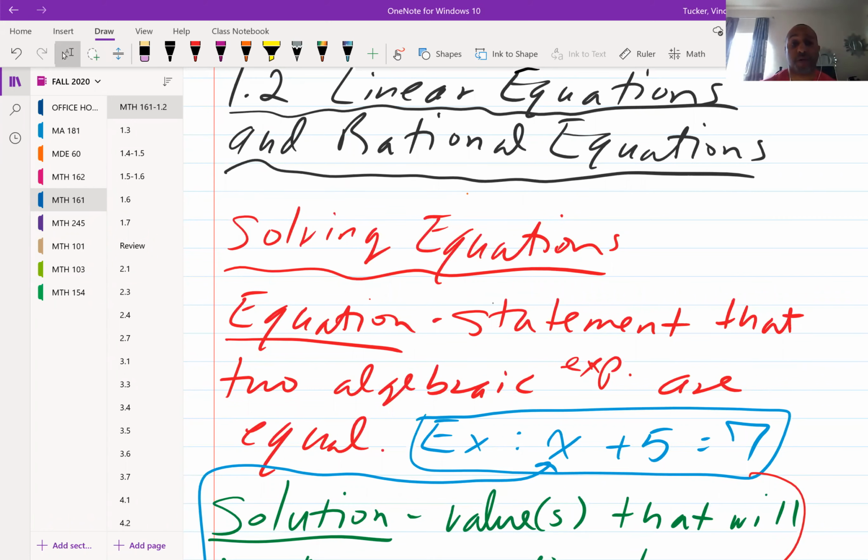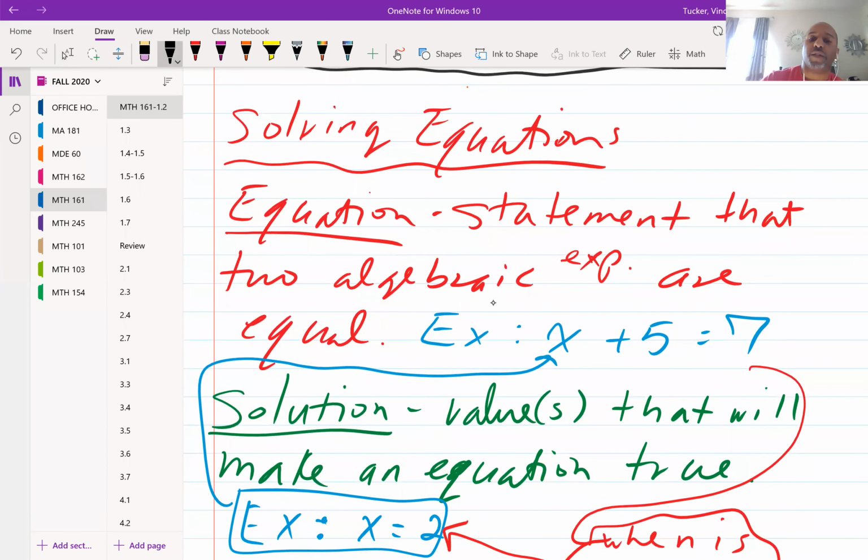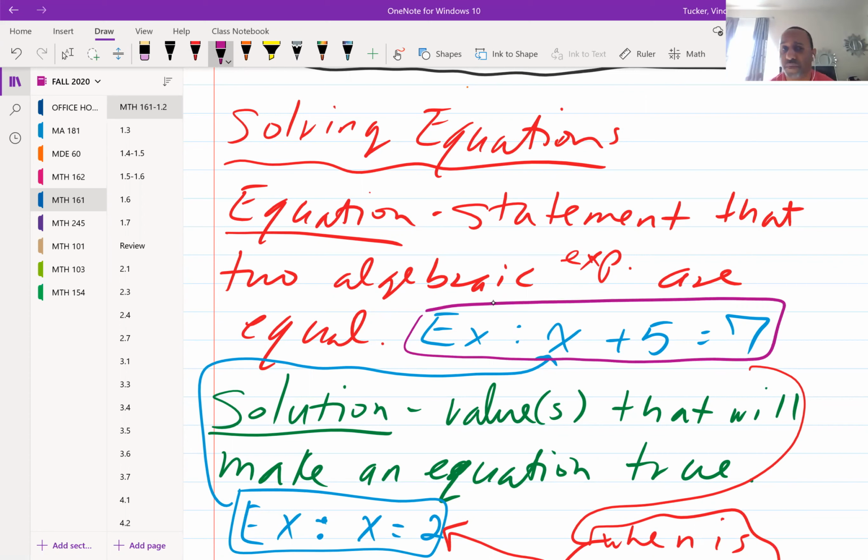So the main thing we're talking about is solving these equations. An equation is just a statement that two algebraic expressions are equal. So if we're looking at this first example right here, x plus 5 equals 7, that's an example of an equation saying x plus 5 is equal to 7.